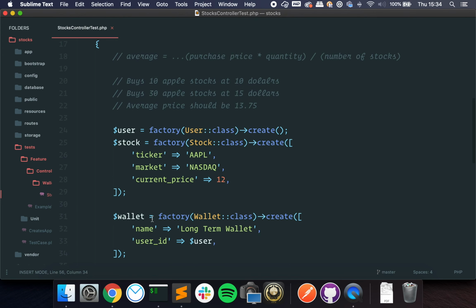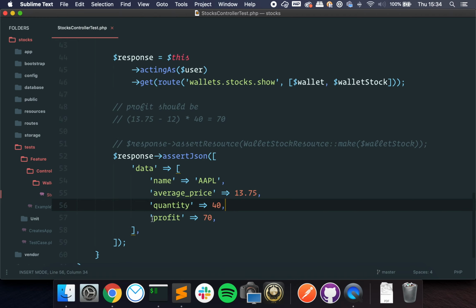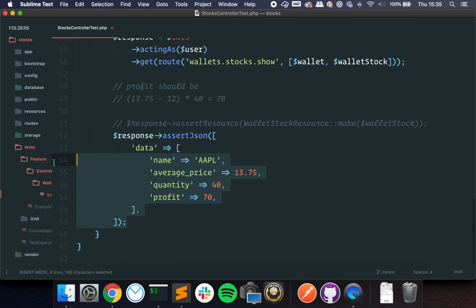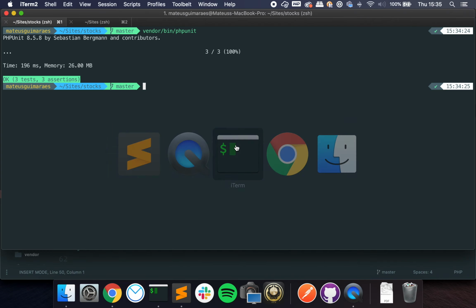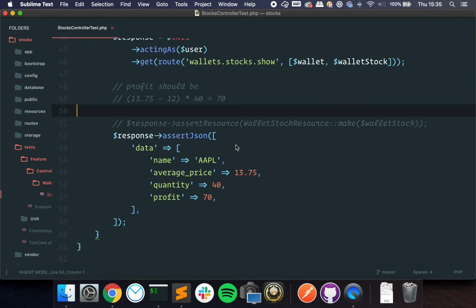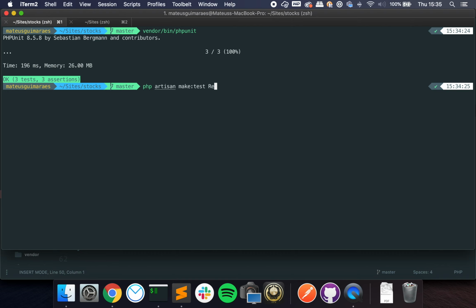So, coming back to this stocks app, this is where we left off last time. We wanted to get rid of this and actually assert that it is a resource and test the resource itself in another place. So the first thing I want to do is to create a test for the resource itself. So let's go here and say php artisan make:test. Let's say models, actually resources.